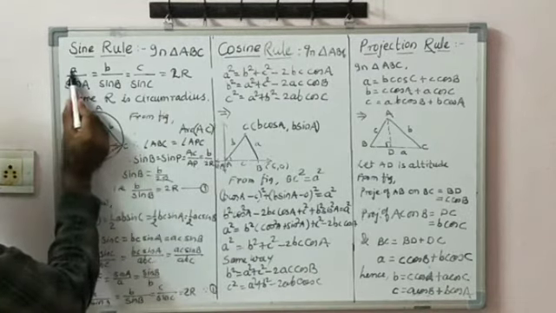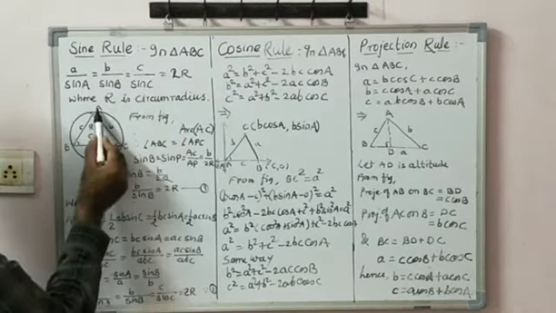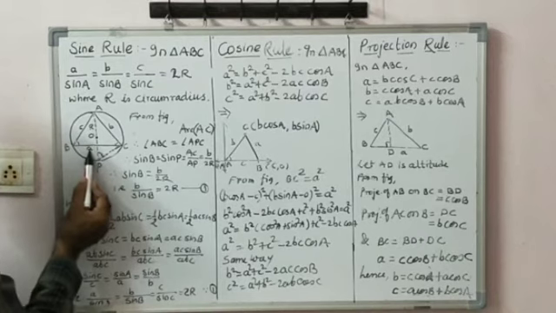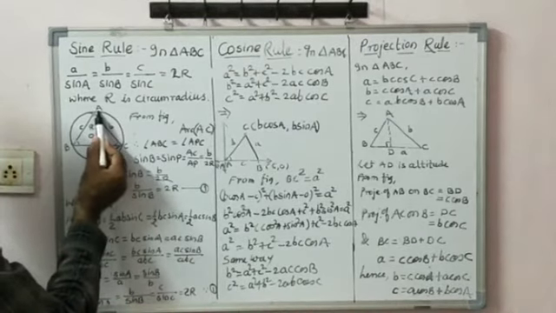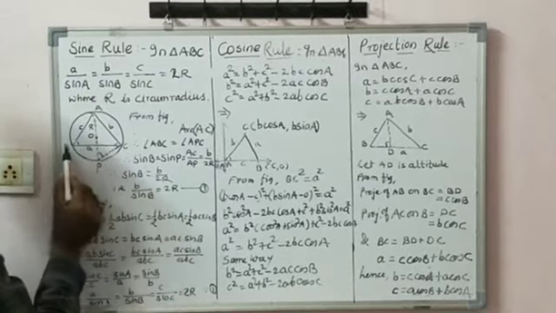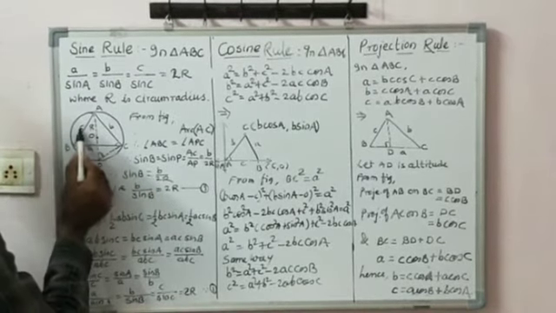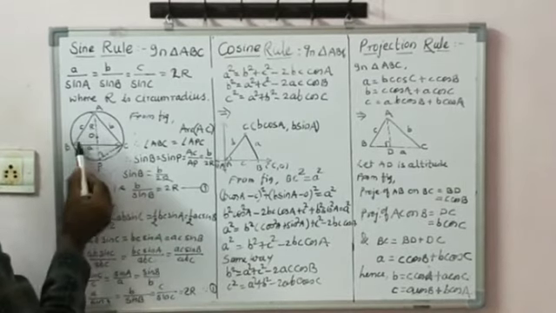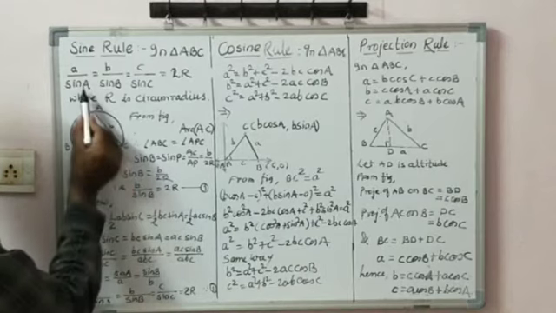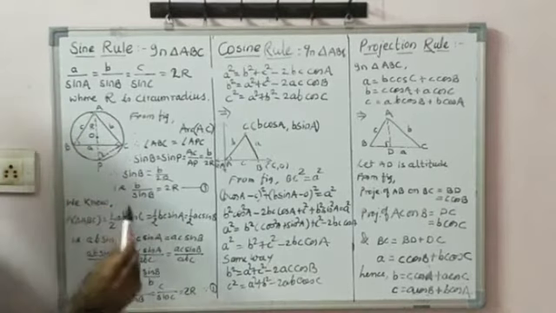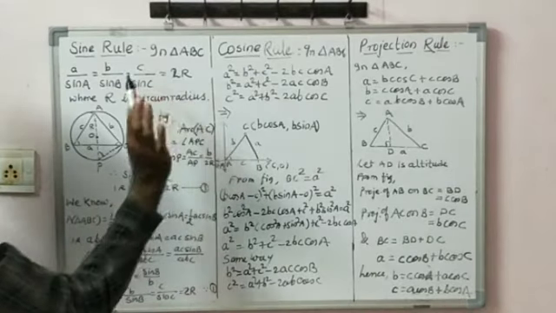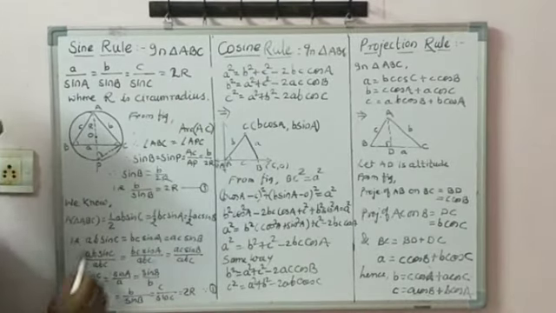Then what are small a, b, c? They are the sides of the triangle. a is the side in front of angle A. b is the side of the triangle in front of angle B. And c is the side of the triangle in front of angle C. Now what are capital A, B, C? Capital A, B, C are the angles of the triangle. And this is twice R, where R is the circumradius.